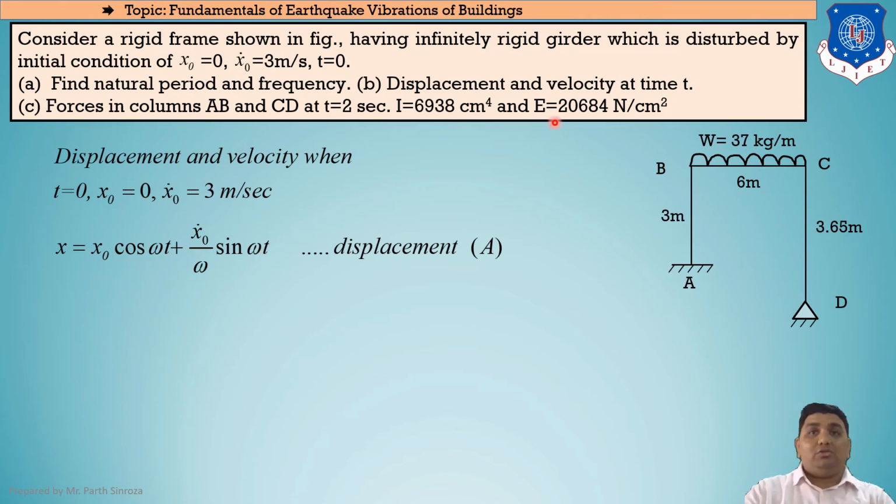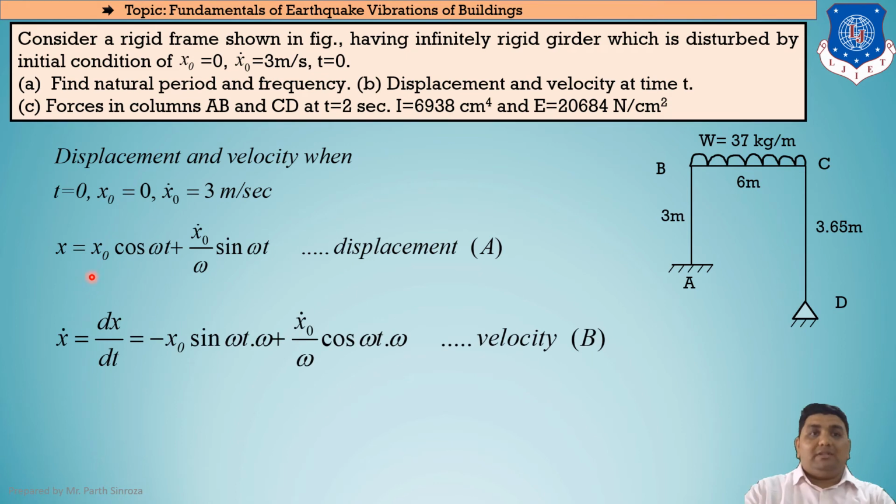But we also need to find velocity here. Clear? So to find velocity, we need to find the derivative of this. The derivative will be x dot, that will be our velocity. So x dot will be equal to dx by dt. This was our x, so we will be differentiating this with respect to t. Differentiating it, we get minus x0 sin omega t into omega plus x0 dot upon omega cos omega t into omega.